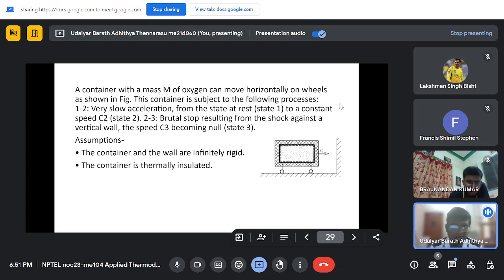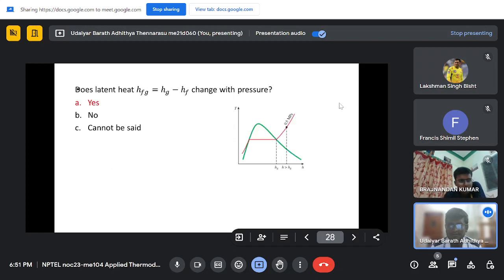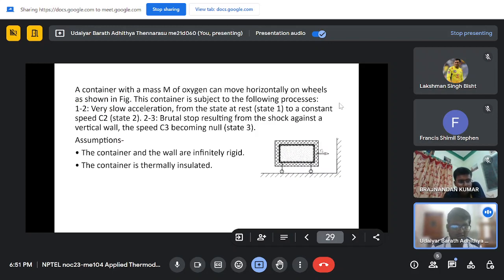So I have taken a problem. This is a descriptive kind of problem. It may not be similar to what the assignment problems or the exam may be, but I thought I would explain it to give a better idea of the system. It is a thermodynamics review, so I've taken a problem on that.